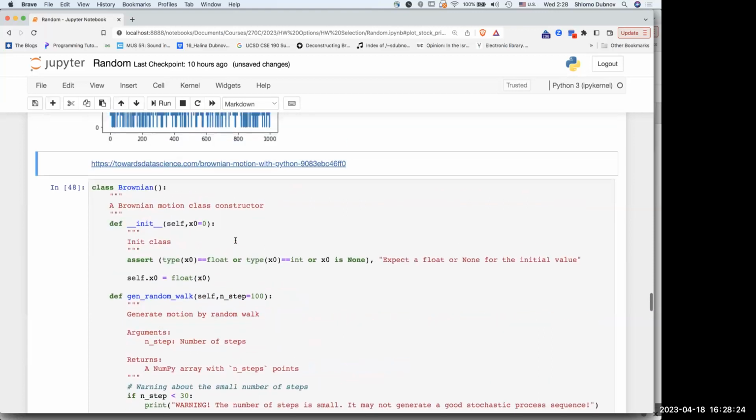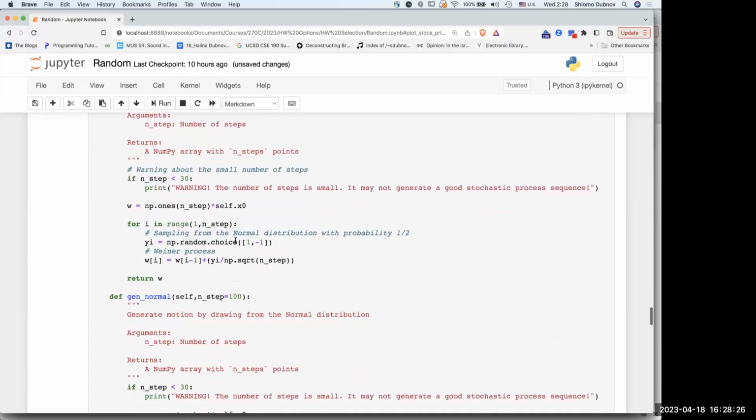But the whole idea is that you have a baseline. In this case, the baseline is this value x0. So you basically have a set of constant values, and then from that reference point, you move up or down with the step size yi. So yi is a random choice: you either go up or down. So 1 is going up, -1 is going down.